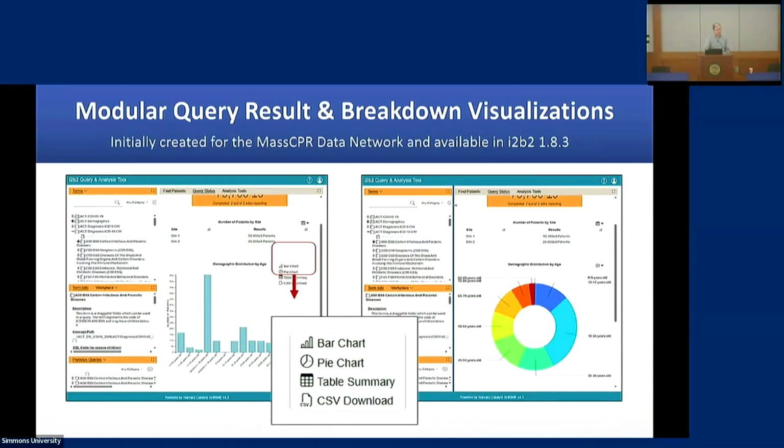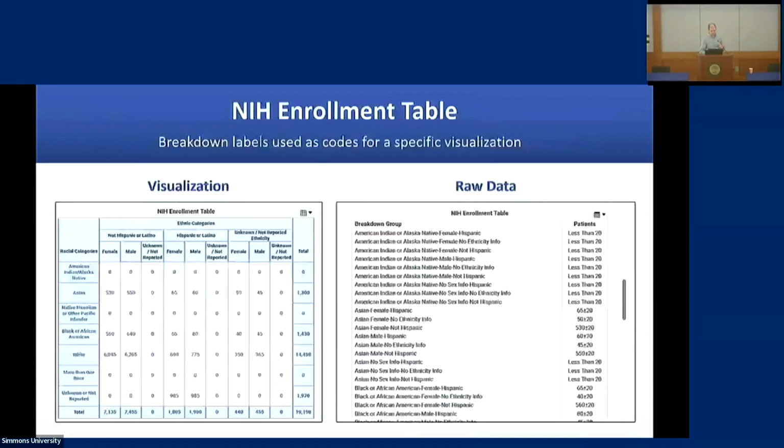So you can create download files. For a bar chart, the CSV download is just the age categories and the numbers. For the NIH enrollment table, the CSV download actually creates a grid. So for each visualization, you can have some kind of custom download type that's unique to that visualization. We haven't really explored that, but I can imagine that instead of CSV, you could define it as XML or JSON or anything.